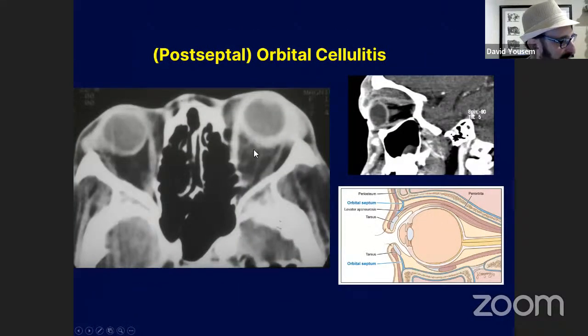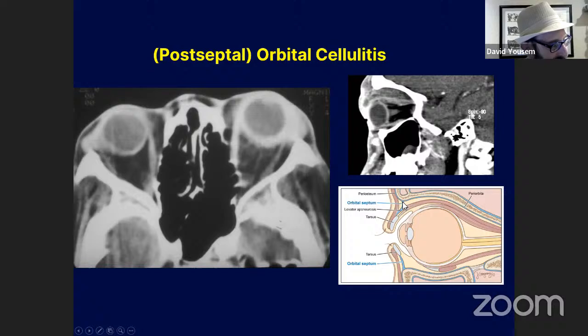Here's an example of post-septal cellulitis on the left side with infiltration of the orbital fat. You notice that the orbital fat on the left side is more dense than the orbital fat on the right side. There's all kinds of episcleritis that's happening here as well. Here's a collection that you see superiorly, a subperiosteal abscess.